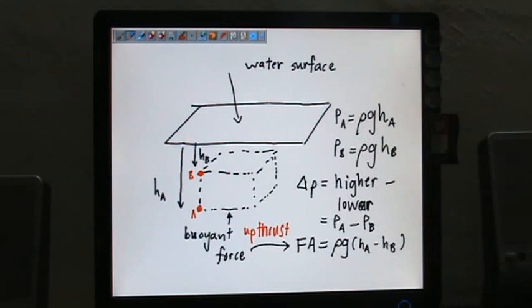PA itself, as you can see from here, is rho g hA. PB, you can see from here, is rho g hB. So PA minus PB is rho g, and then you factorize, you get hA minus hB. Basically, the difference of pressure leads us to a force here. Okay, this force is the upthrust, or you can call it buoyant force. Therefore, whatever Archimedes says is proven. Okay, there's an upthrust.